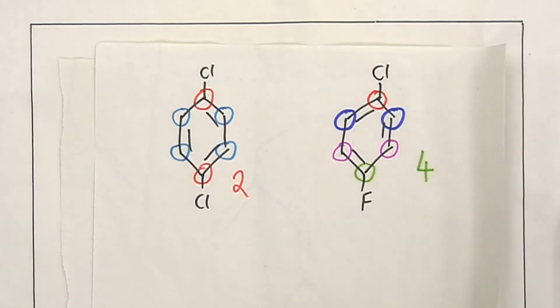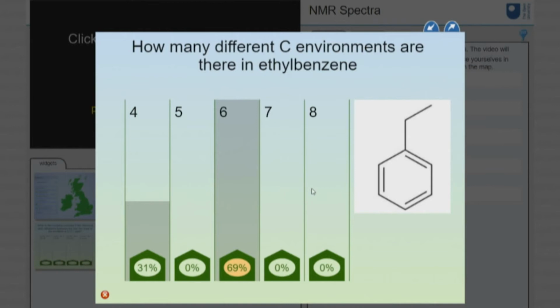Okay, thank you, Nick. So what we're going to do now is go back to your widget and have a look to see what the answer is. So I'm going to put mine in here. So we can see that the majority, 69%, are going for 6 different carbon environments, and the remainder are going for 4. Okay, so let's have a look at what the answer is.